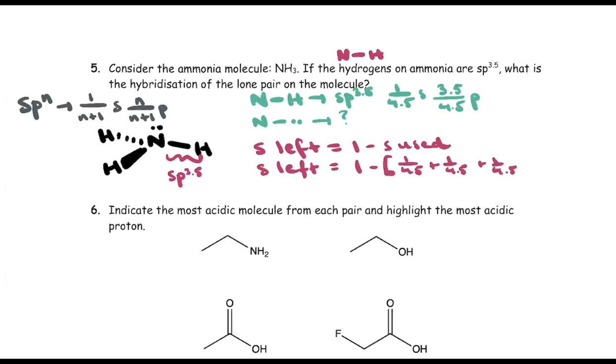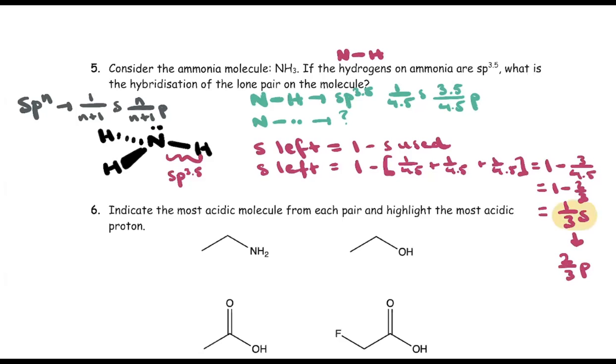Okay, because you have 3 NH bonds. So that'll be 1 minus 3 over 4.5, or 1 minus 2/3. Once you subtract 1 minus 2/3, you get that you have 1/3 left. So that's going to be 1/3 S character for that lone pair. That means that you have 2/3 S character. Sorry, 2/3 P character, right? Because you know that ultimately your S and your P character both have to add up to 1.